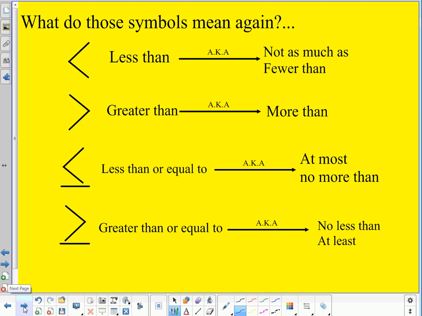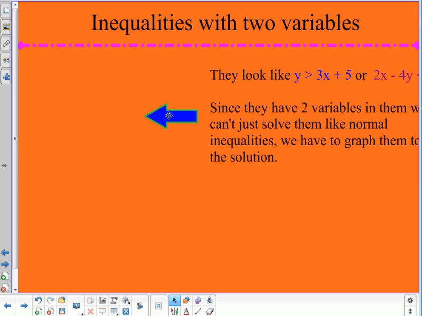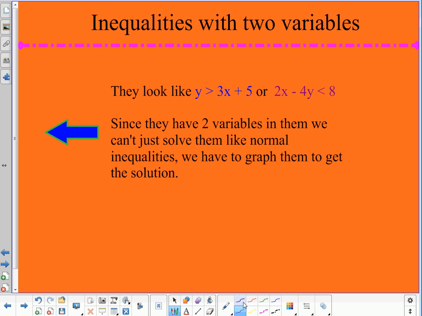But if we're looking at inequalities with 2 variables, I can't just solve for 1 variable because there are 2 in the equation. Since there are 2 variables, meaning we have an x and a y, they look something like this. Since they have 2 variables in them, I can't just solve them like normal and get the variable by itself. I have to graph them on a coordinate plane to get the solution.